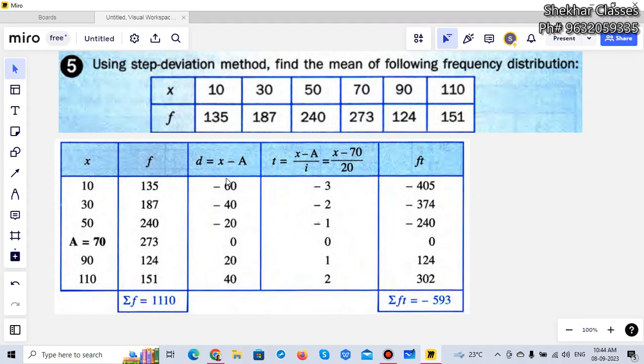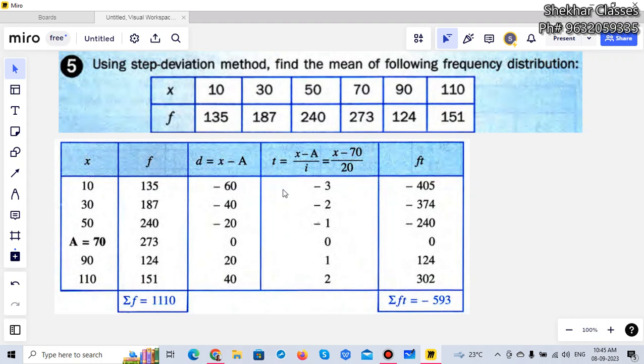Now this deviation has to be taken further. We can do it with the deviation shortcut method, but this is a new method. To make it more simple, since the difference between the consecutive terms is 20, I can take that as I, 20 here. So we will divide this x minus a by 20. Here I is basically called the class size, but in this case it is the difference between the two consecutive terms. So we will divide it by 20.